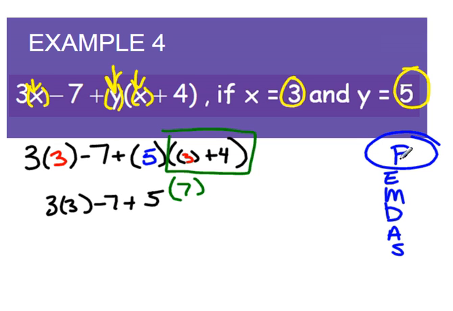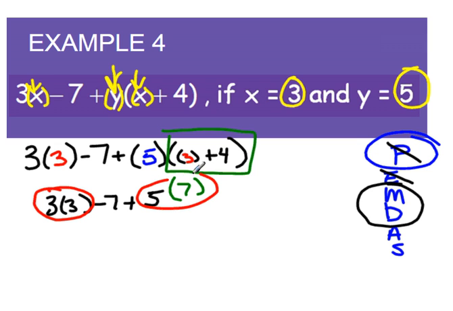And so after that, we would deal with exponents, but I don't seem to have any in this problem, so we can go straight to multiply and divide. I do have a couple of multiplication pieces here. I have 3 times 3, and we have 5 times 7, which is going to give us 35.